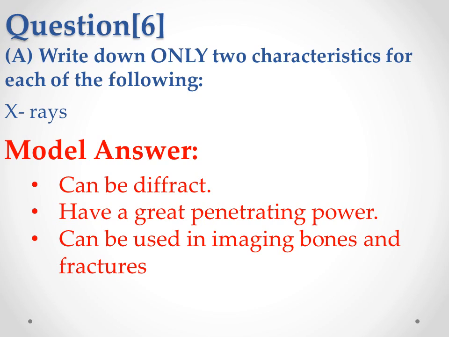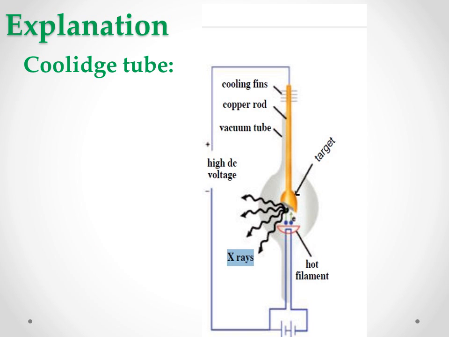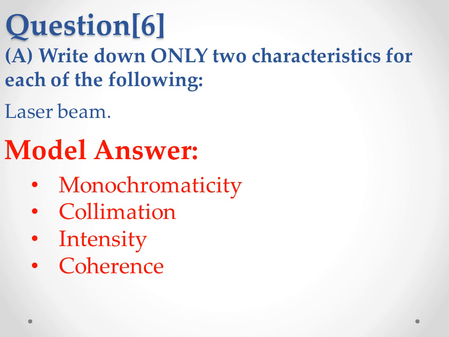Question 4. Model answer. Magnetic flux density. Current intensity that passes through the coil. The cross-section area of the coil. Number of turns of the coil. The mathematical formula: torque equals B I A N. Explanation. Coolidge tube. Question 4. A. Mention only 2 factors affecting each of the following, then write down the mathematical formula for each. The torque acting on a rectangular coil carrying current placed such that its plane is parallel to.